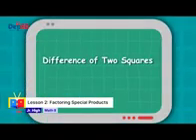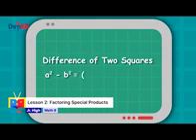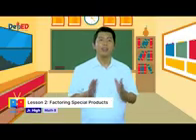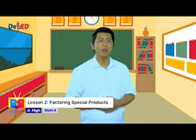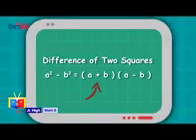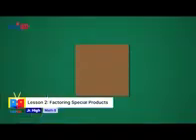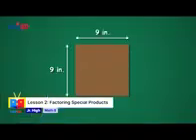With the previous example, we can say that the factors of a difference of 2 squares, a squared minus b squared, is the product of the sum and the difference of the positive square roots of each term, the quantity of a plus b times the quantity of a minus b. Look at the square wooden panel. The length of each side measures 9 inches. What is the area of the wooden panel? The area is 81 square inches.